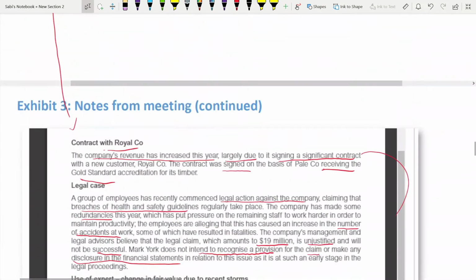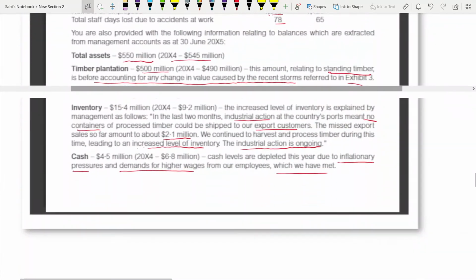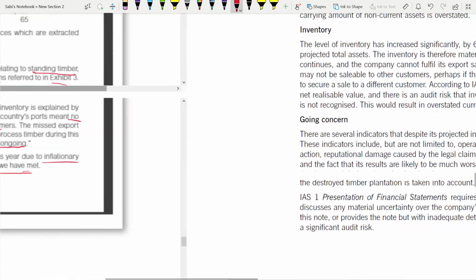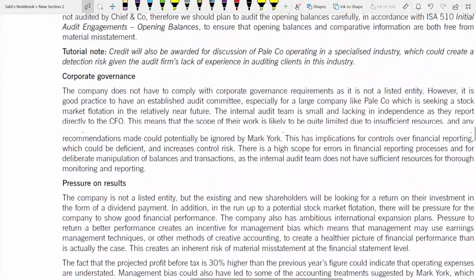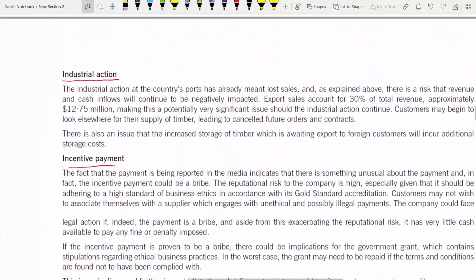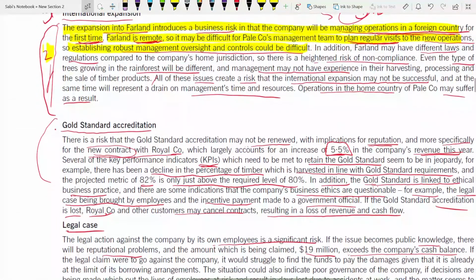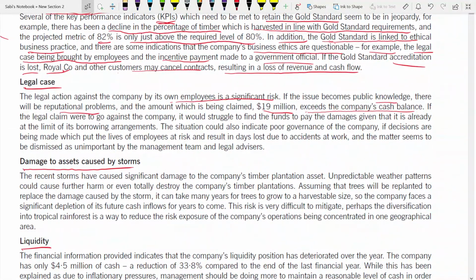Sorry, your cash is, you see, cash is here. 4.5 million only. It's just 4.5 million. Okay. And they also told that demand for higher wages has been met. So that reduces your cash also. Okay. If the legal claim were to go against the company, it will struggle to find the funds to pay the damages. Yes, if the case goes against them.